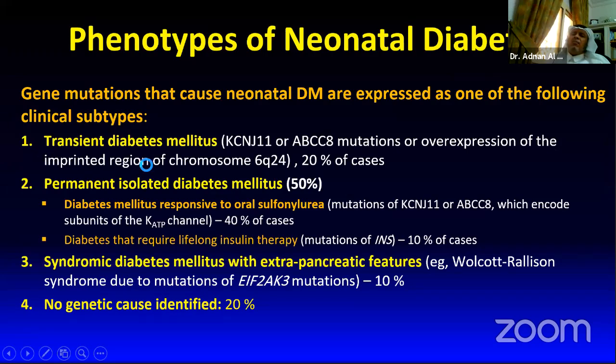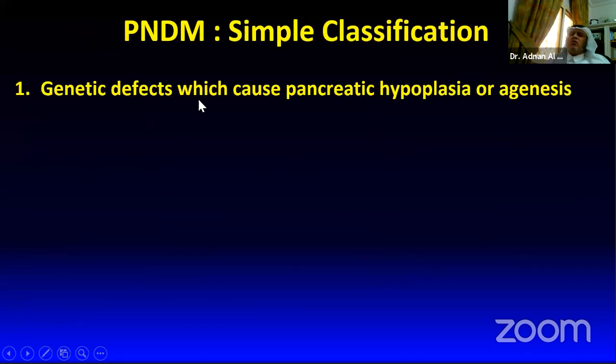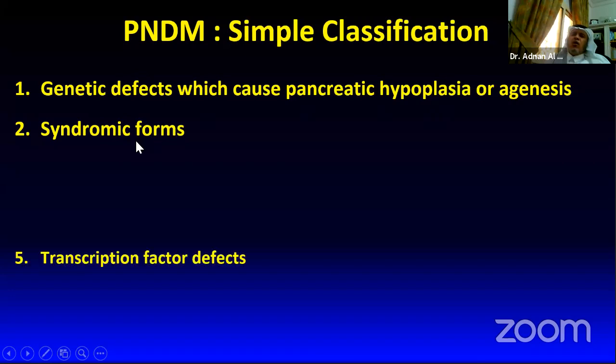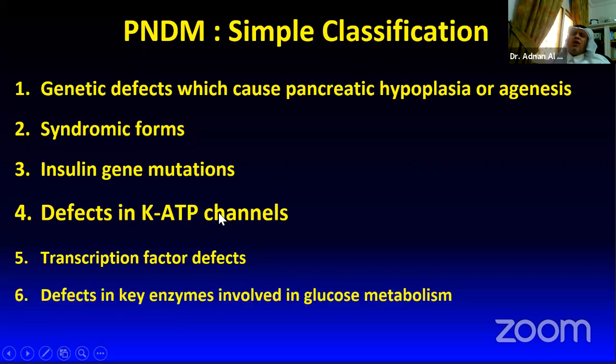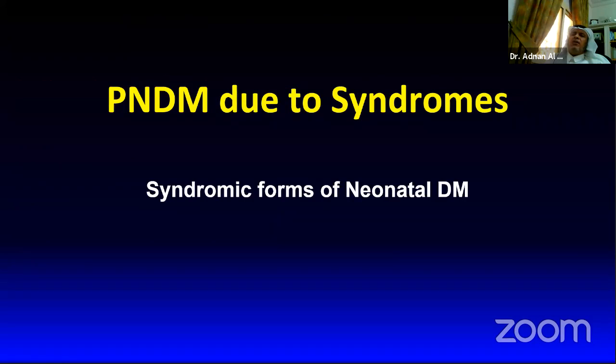And I will talk about the permanent form. Remember I talked about the PDX gene mutation, which is the main transcription factor. If they have the PDX mutation, they have pancreatic hypoplasia or agenesis, or it could be syndromic, like the patient we presented, Wolcott-Rallison, who presented in the neonatal period. Or it could be an insulin gene mutation like Malik and his cousins, who have neonatal diabetes due to insulin gene mutation, or it could be the ATP channel. And I will talk about the ATP syndromes.